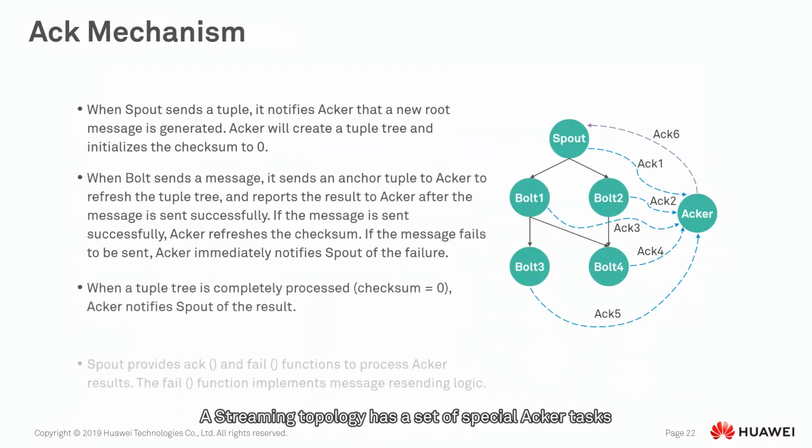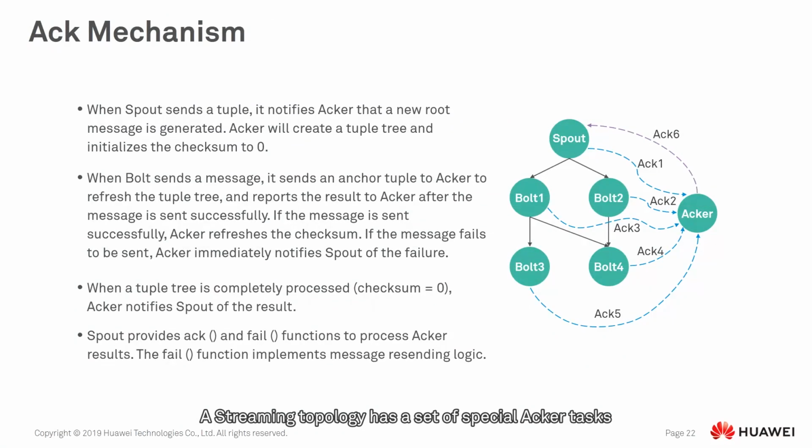A streaming topology has a set of special acker tasks that track the DAG of tuples for every spout tuple. When an acker sees that a DAG is complete, it sends a message to the spout task that created the spout tuple to ack the message. You can set the number of acker tasks for a topology in the configuration. Streaming defaults topology ackers to one task per worker.